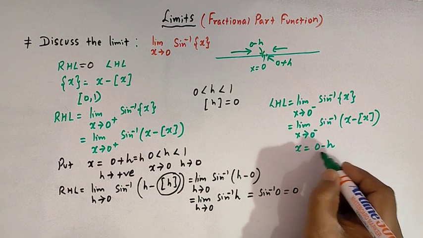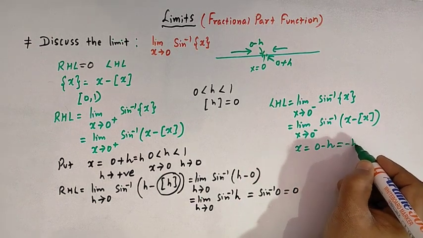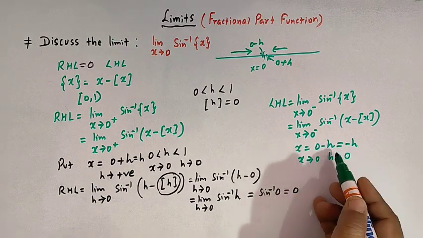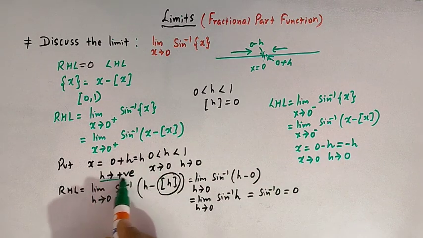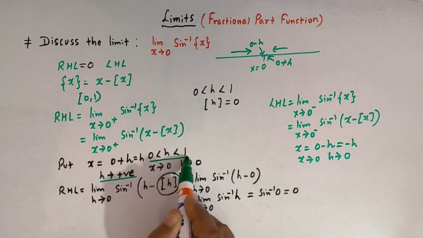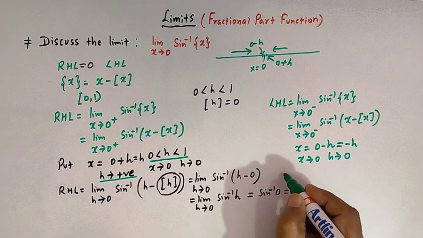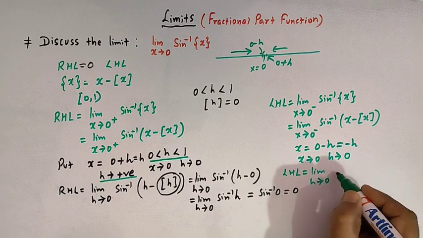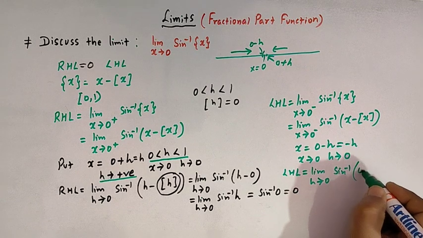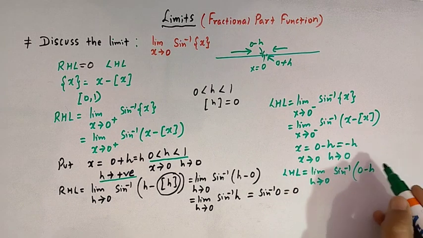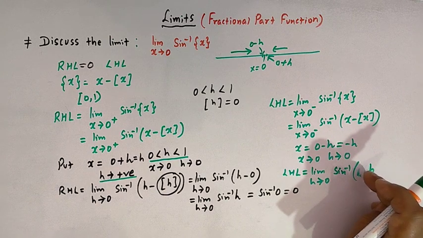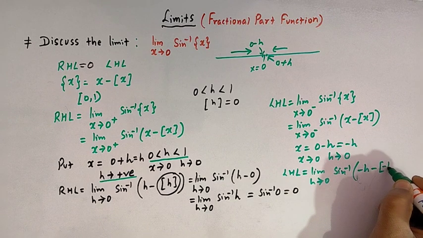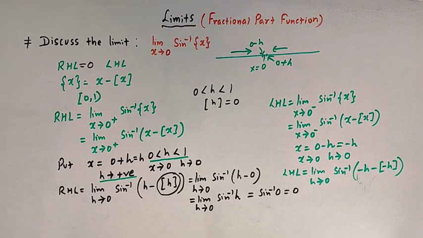Now x is equal to 0 minus h, which is simply minus h, and when x tends to 0, h tends to 0. And obviously h is a positive quantity, and h lies between 0 and 1. So now the left hand limit takes the form limit h tends to 0 of sine inverse of 0 minus h, or simply minus h, and here we have the greatest integer of minus h.